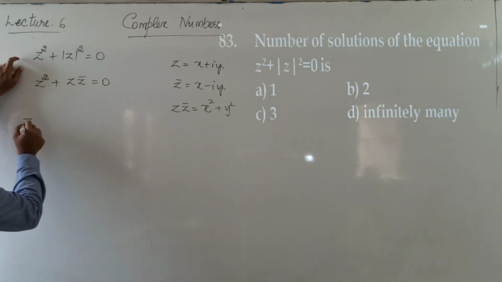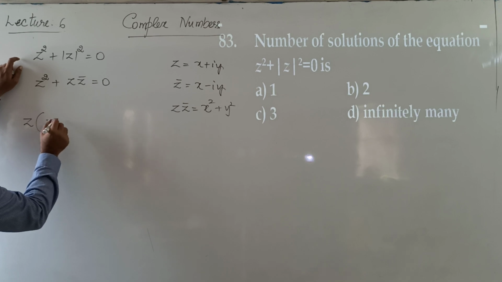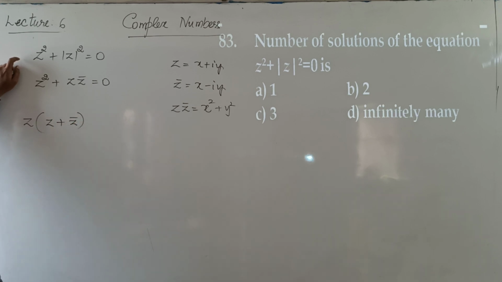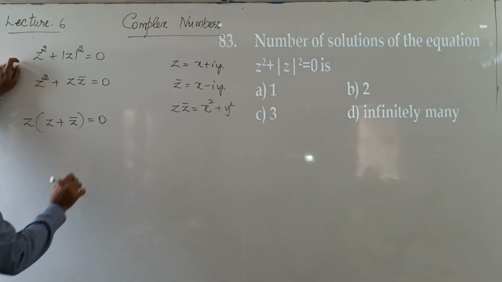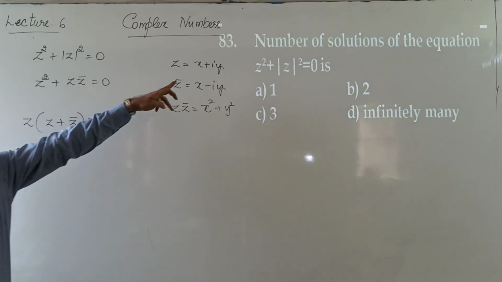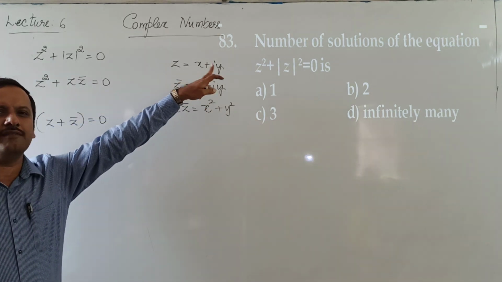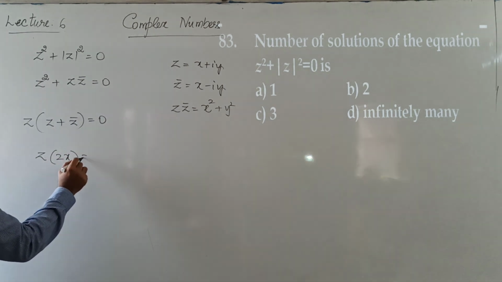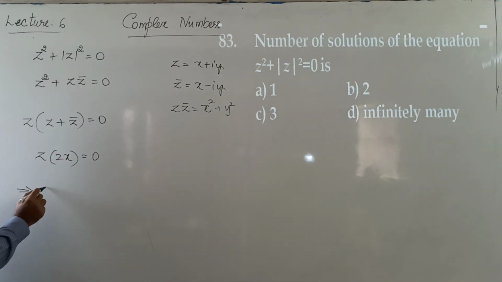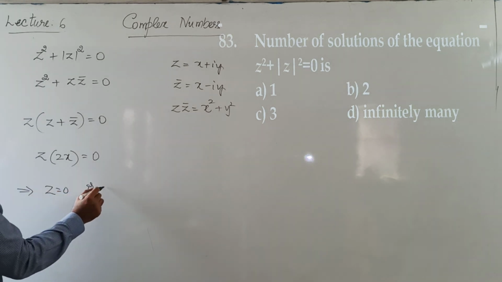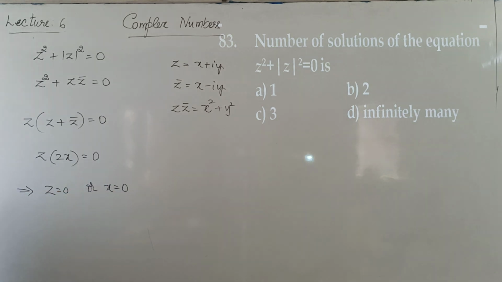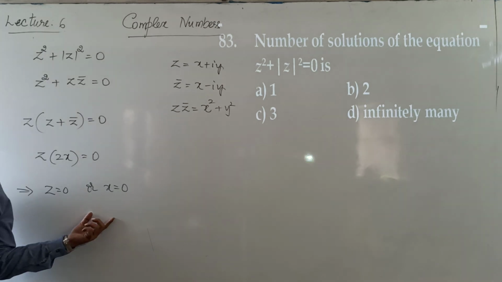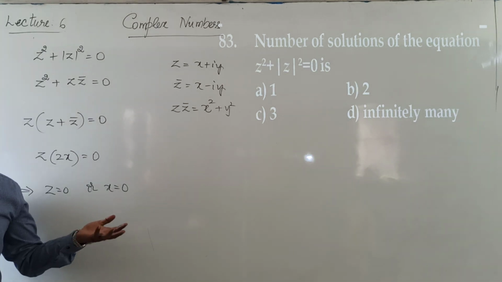Now I take z as a common factor here. Then what will remain? z plus z bar is equal to 0. What is z plus z bar? z plus z bar is equal to 2x. If I add these two, iy gets cancelled. So z into 2x equal to 0. This implies that either z is equal to 0 or x equal to 0. x equal to 0 means y can be any real, right? Which means there are infinitely many points.